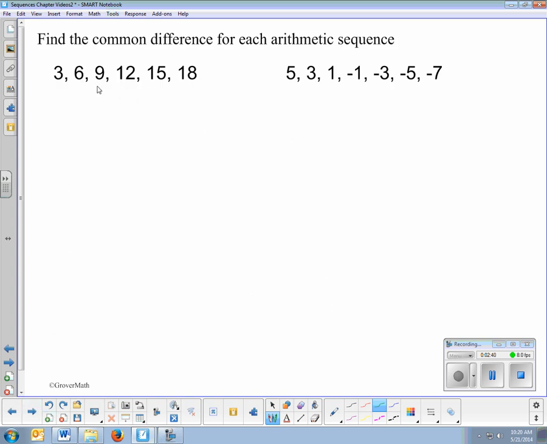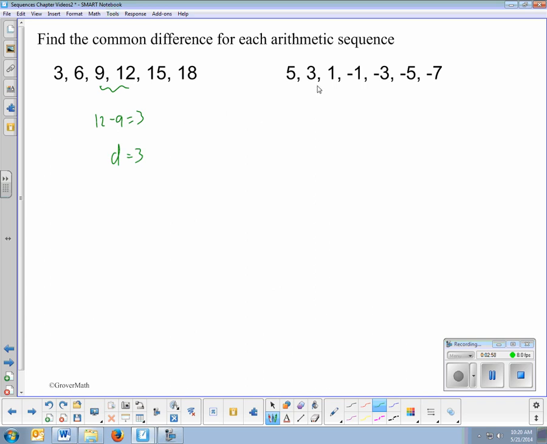So for these, just find the common difference. We're going to take any two terms. I'll take 9 and 12, and you can just subtract them. 12 minus 9 equals 3. And so the common difference here is 3. And you can verify it by looking at another one. 18 minus 15 is 3. 9 minus 6 is 3. 6 minus 3 is 3.